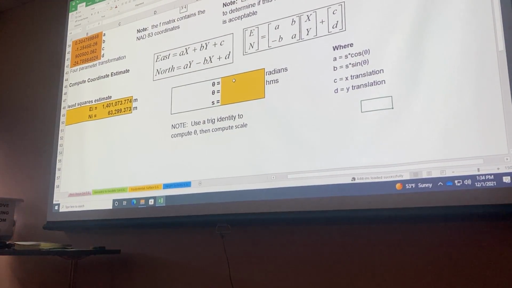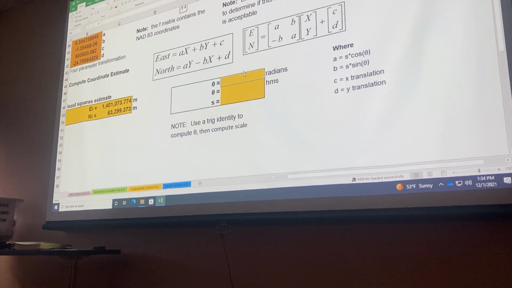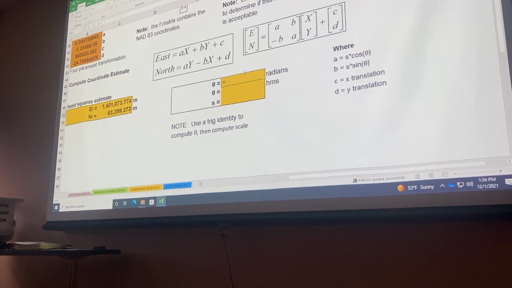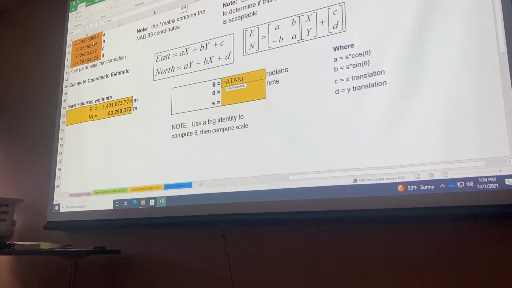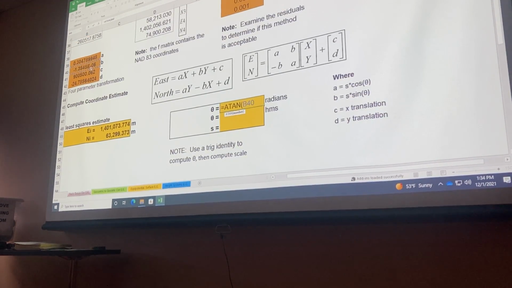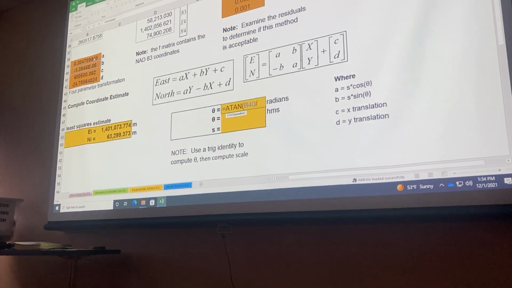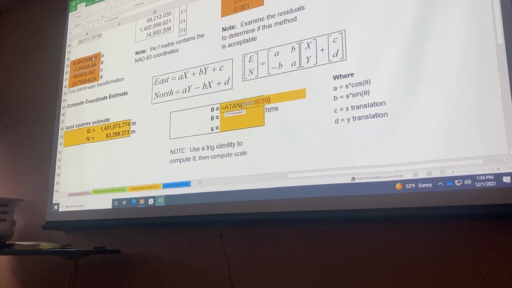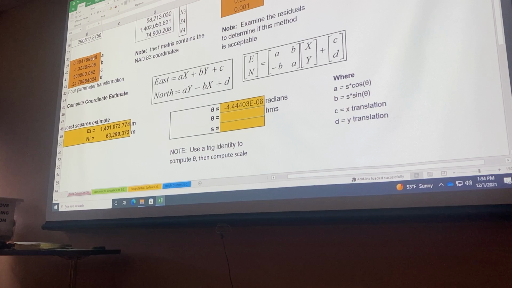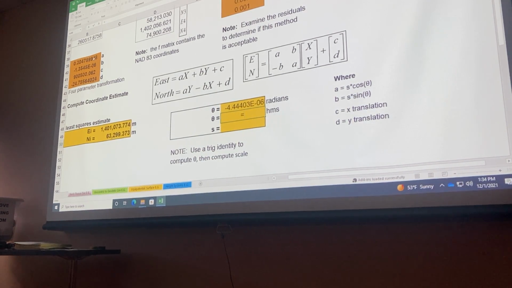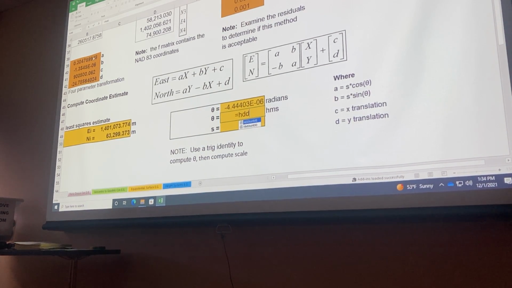So, in case somebody wanted to see that, this is equal to ATAN of the B value divided by the A value, parenthesis, and that's in radians, which I can't stare at and make more sense of. So let's do DEG to DMS of degrees.